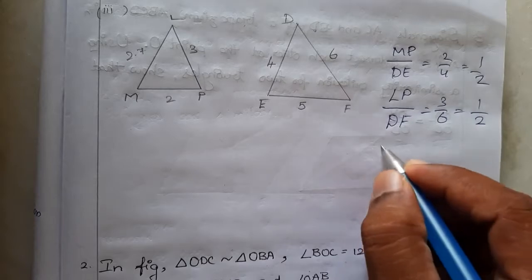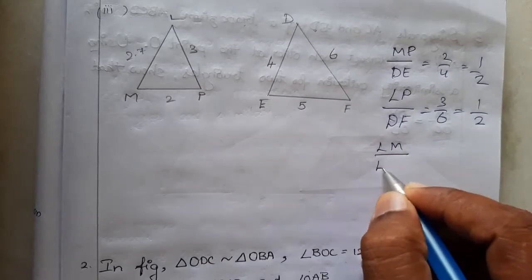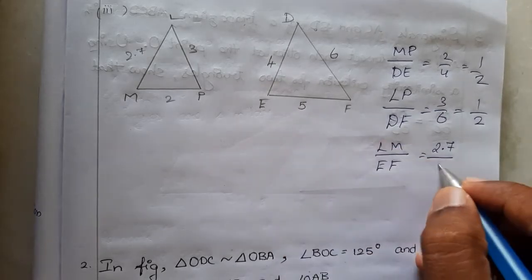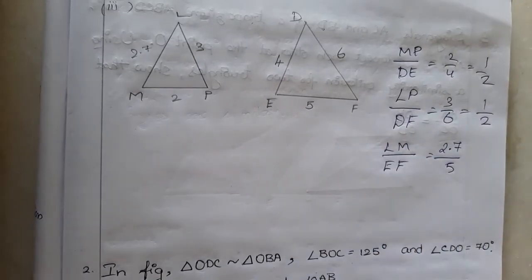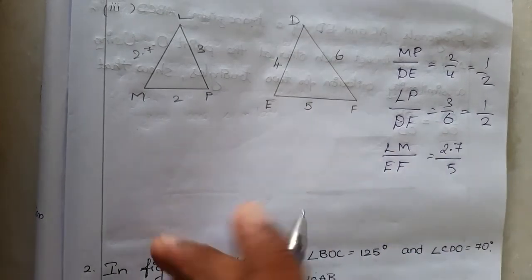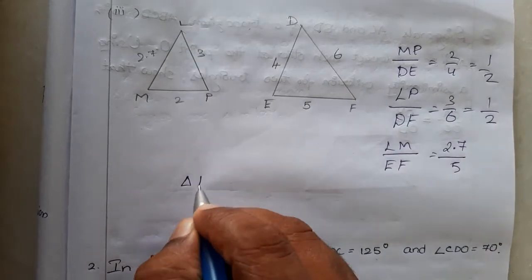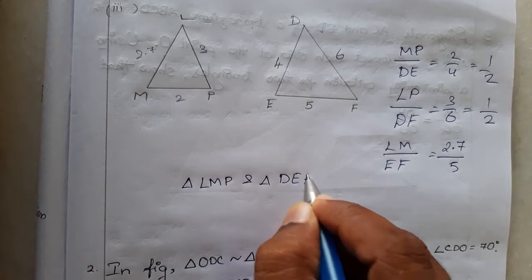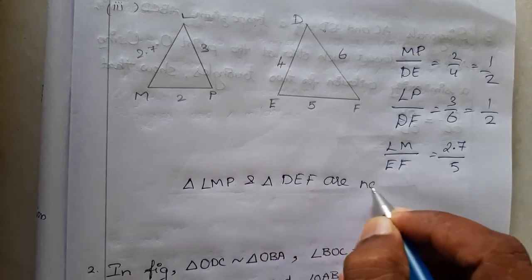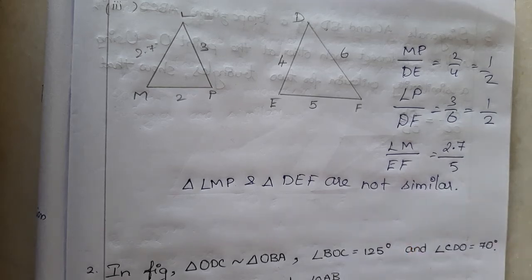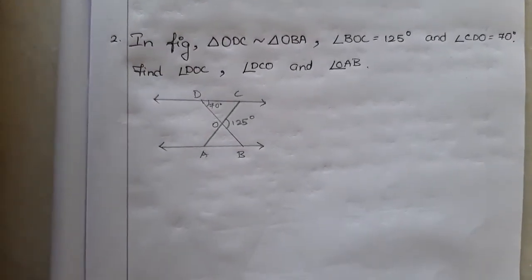The rest is LM divided by EF, 2.7 divided by 5, which is already simplified. The ratios of the three sides are not the same, so it doesn't form a similarity. So triangle LMP and triangle DEF are not similar. Clear? So here we go for the next problem.